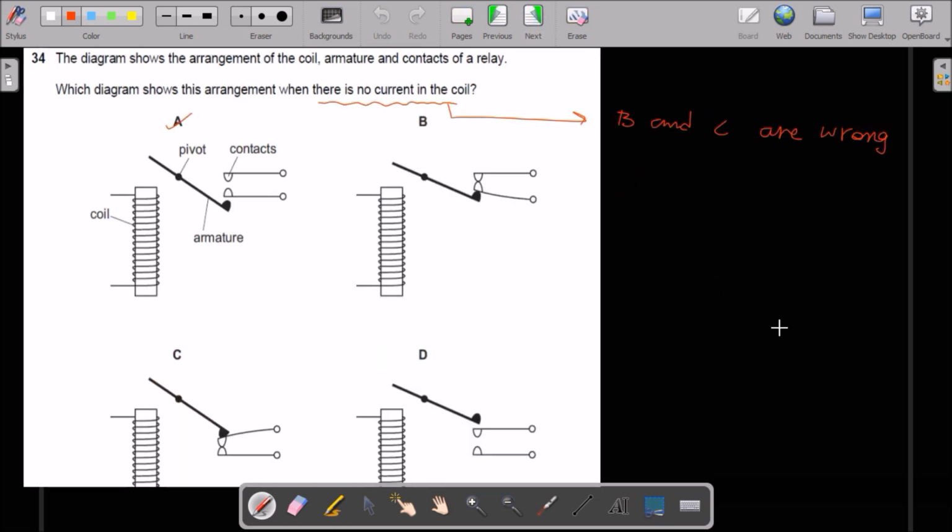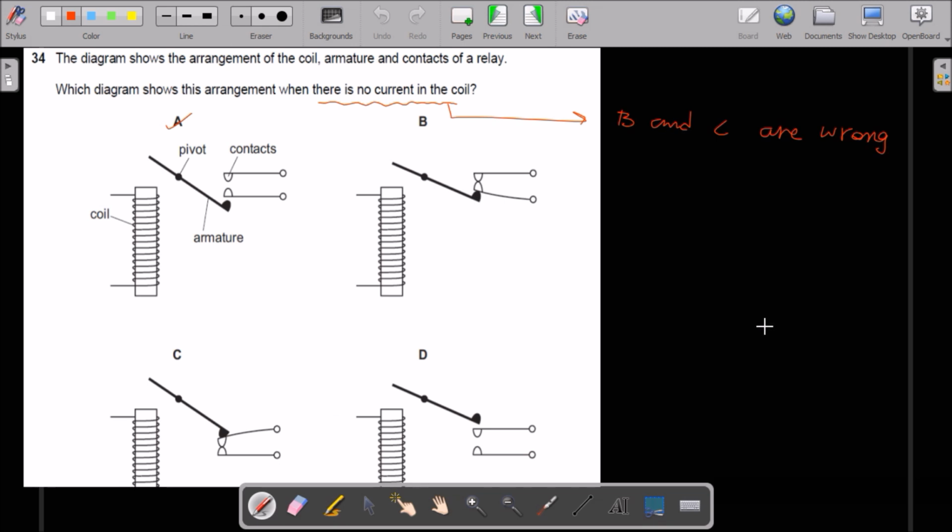34. The diagram shows the arrangement of the coil, armature and contact of the relay. Which diagram shows this arrangement when there is no current in the coil? When there is no current in the coil, the armature doesn't have any contact with the contacts. That's why B and C are completely wrong. Between A and D, we should choose one of them.